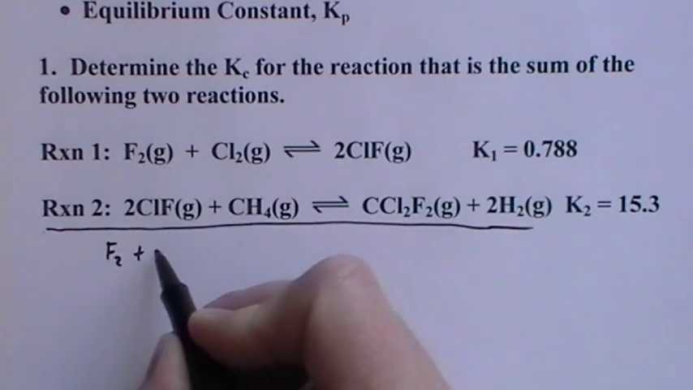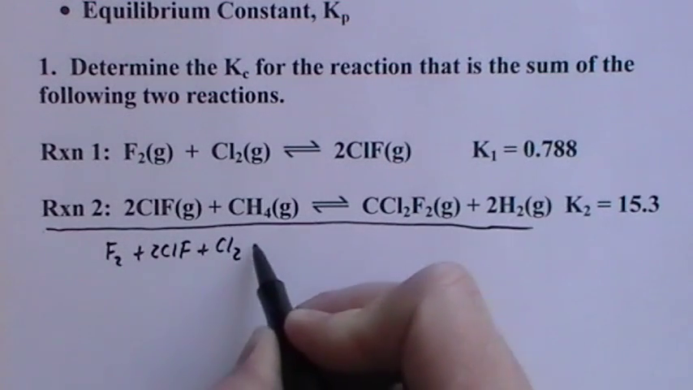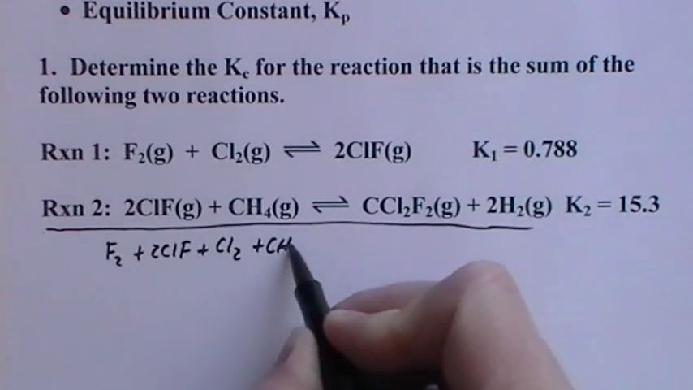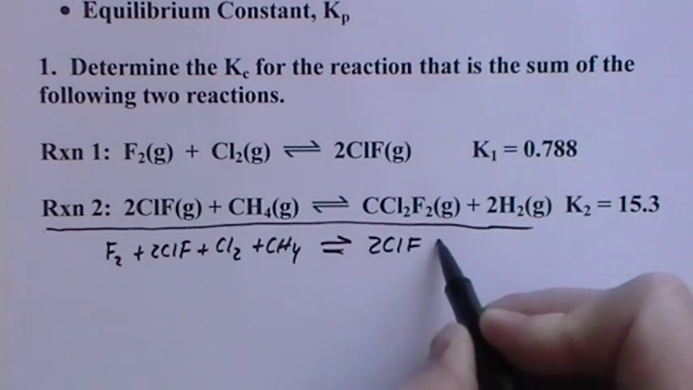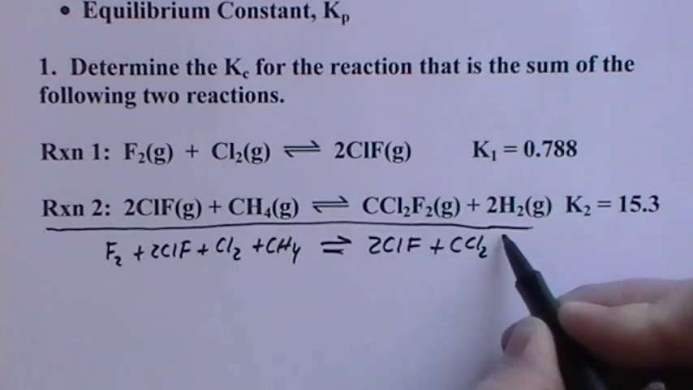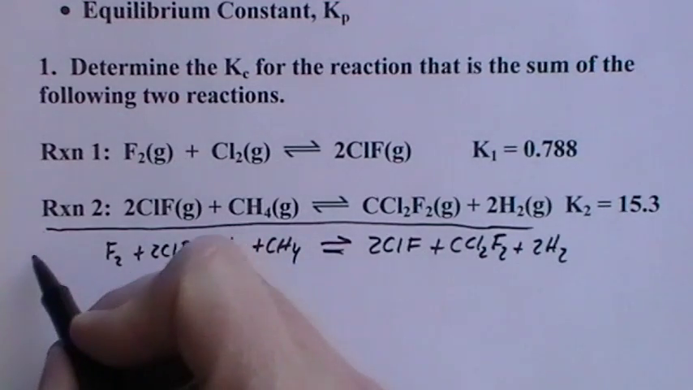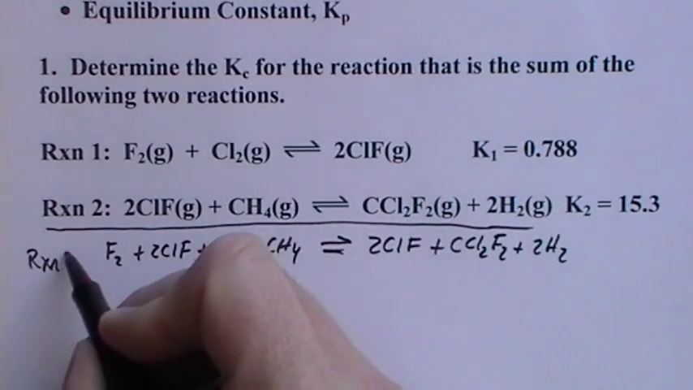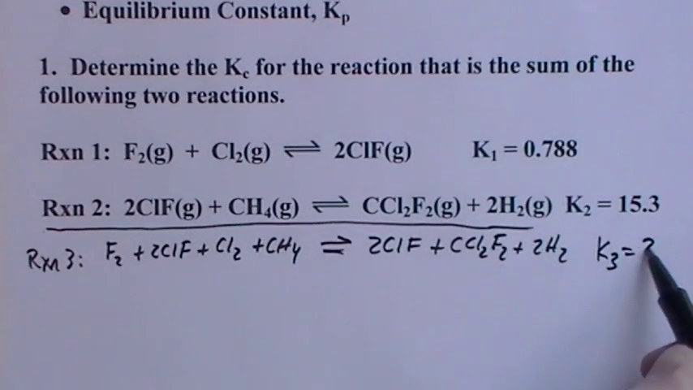I'm going to leave off the phases, and I'm not going to cancel anything. You can see that there's some things that will cancel, but I'm just going to leave them in to help us see what's going on here. So this is reaction 3, and what they want us to find is K3. What is that in this case?